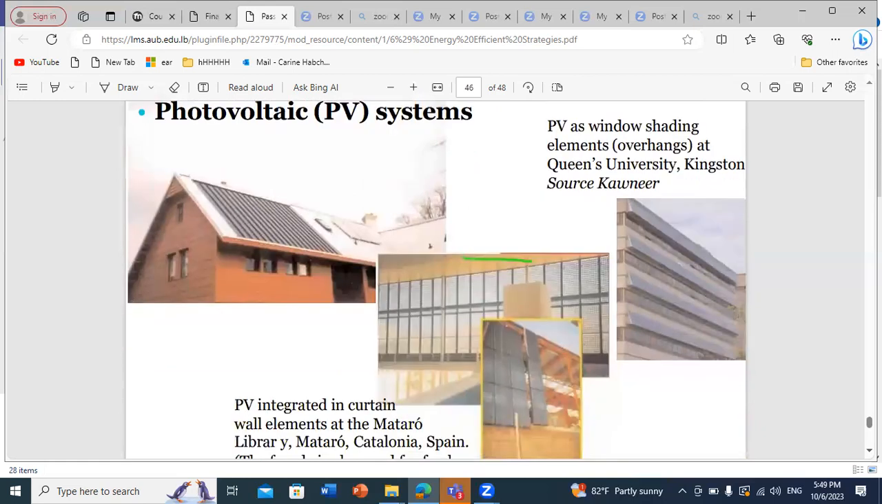Now here you can see that PV systems can be installed not only on roofs, but as we discussed together, we can use them on the wall facades.